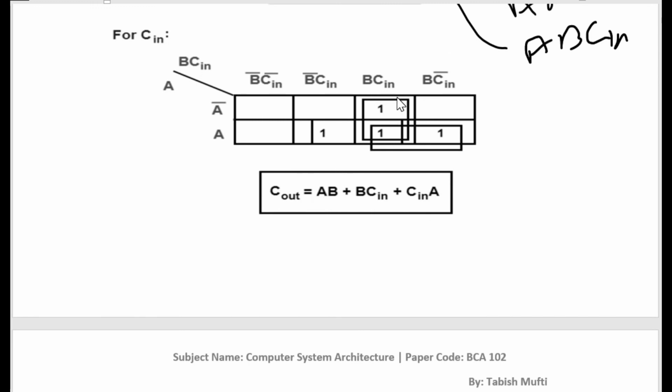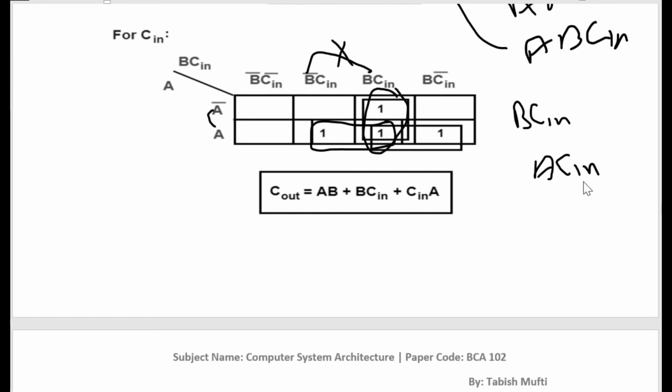How the AB is written, let's check it out. If I am choosing this column, then obviously the value of A dash is converting to A, so it will be ignored, and B C-in will be written. Similarly for this group I am taking A, and above I will check which value is being changed. So B is changing from B dash to B, so B will be ignored, so it will be A C-in.